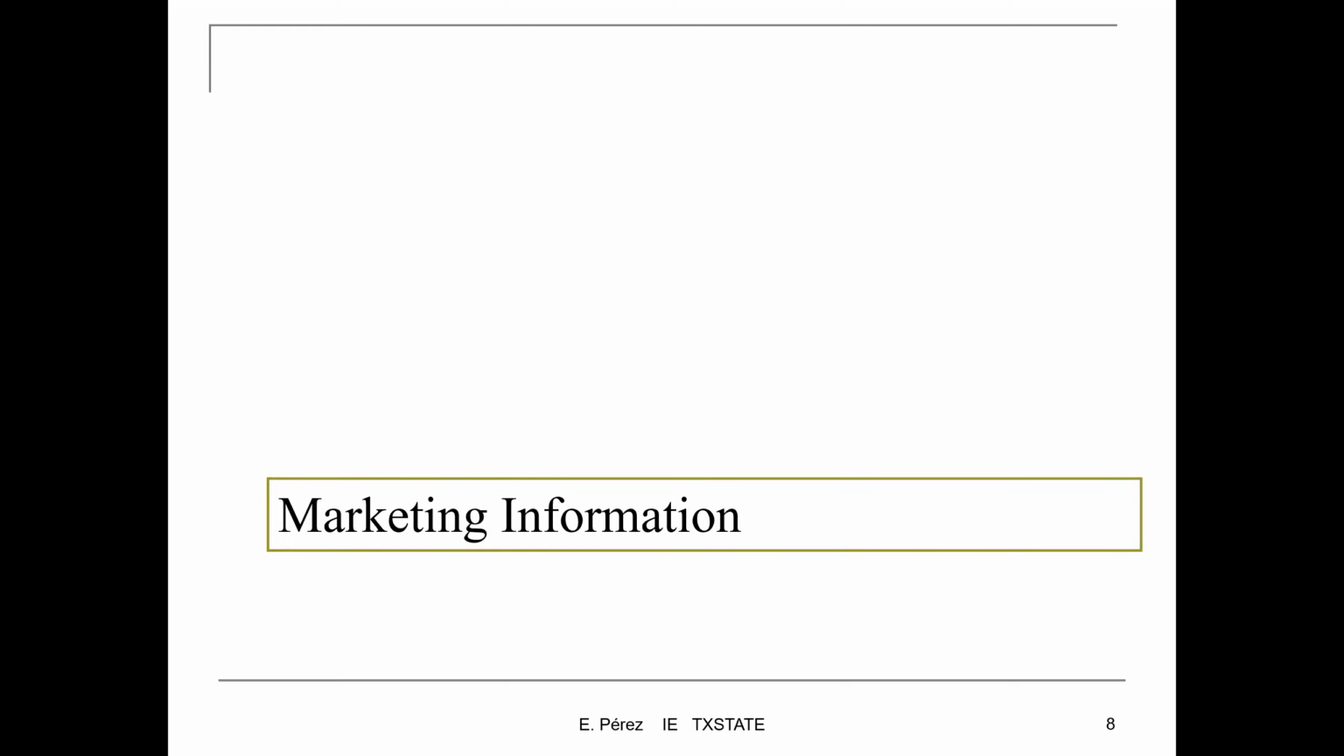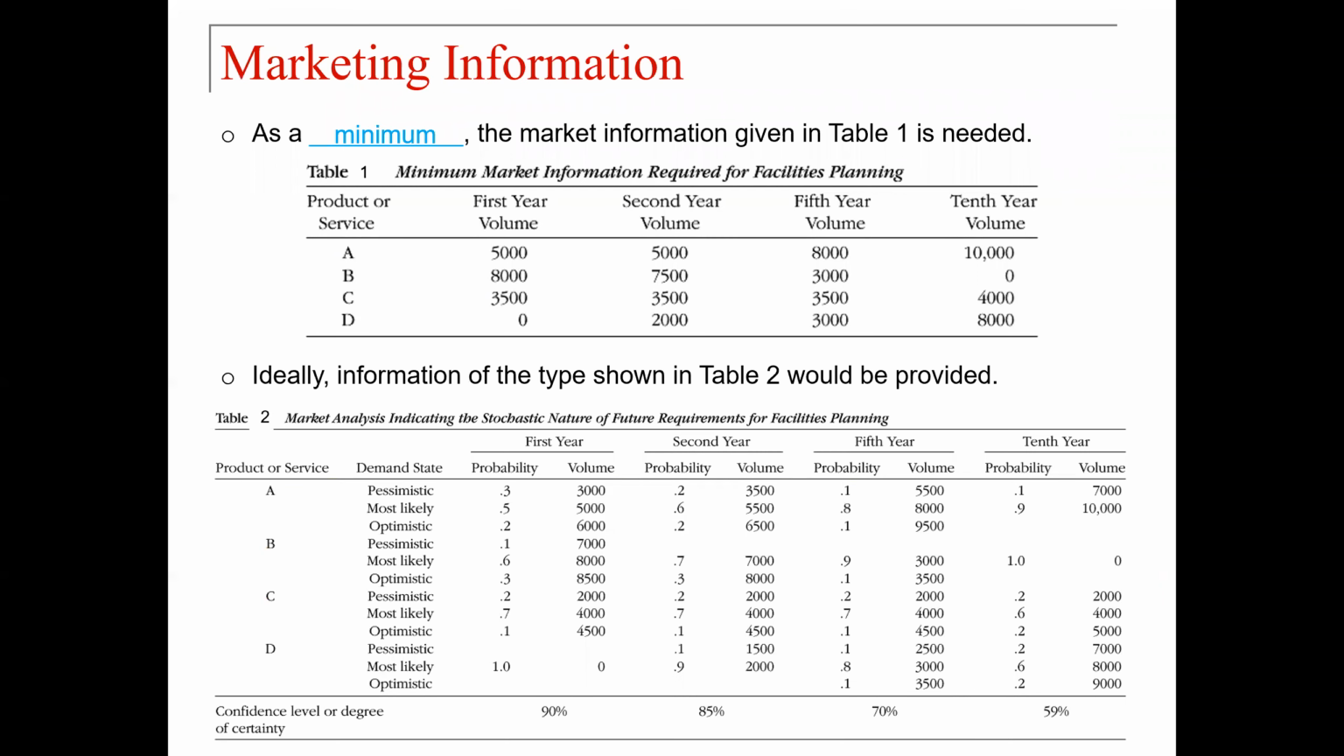So let's talk about the marketing information. As a minimum, the market information given in Table 1 is needed. Table 1 shows the minimum marketing information required for facilities planning. And in this table, we have the forecast in terms of volumes of units that we think we are going to observe in the future for the production of different products. So in this case, we have product or services, and we have 4, A, B, C, and D.